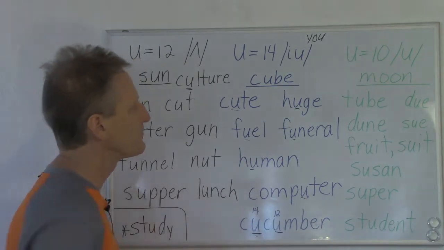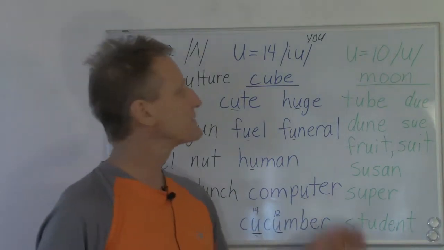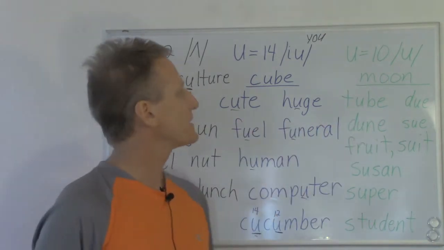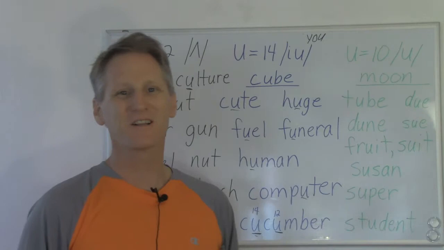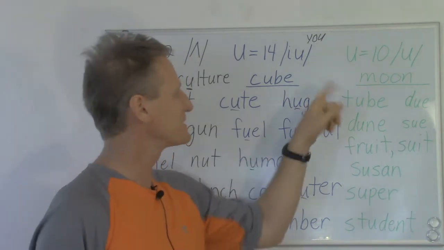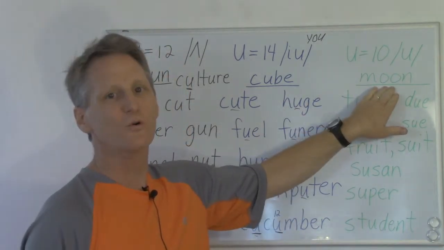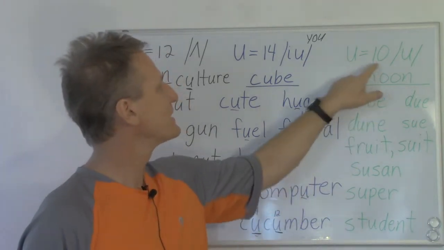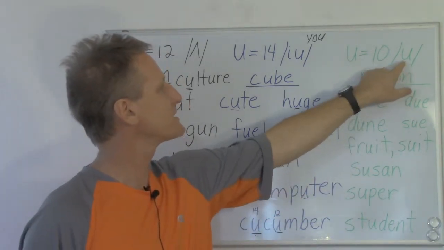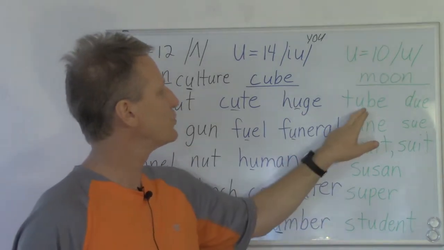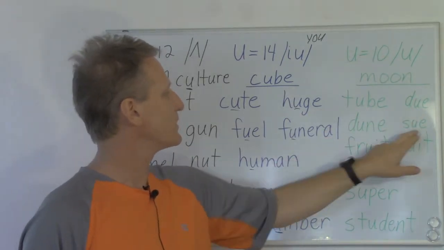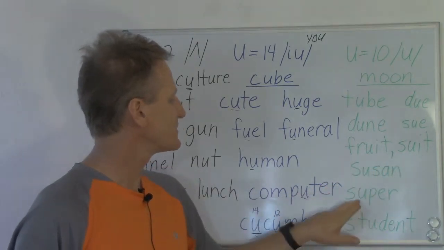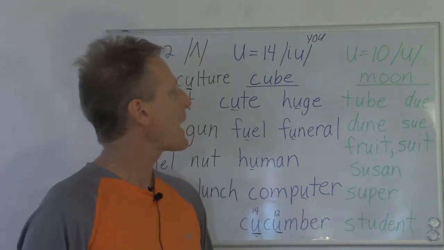Right there, cucumber. Okay, then we also have sometimes the letter U represents U. Okay, so these will be easy for the Spanish speaker to remember. No change. U, this is U. Now I've got a keyword, moon, just to get you the sound. The U as in moon, sound number 10 in my chart, IPA, something like that. Okay, so we've got tube, do, dune, sue, fruit, suit, Susan, super, student.